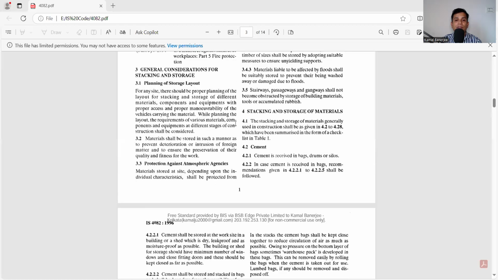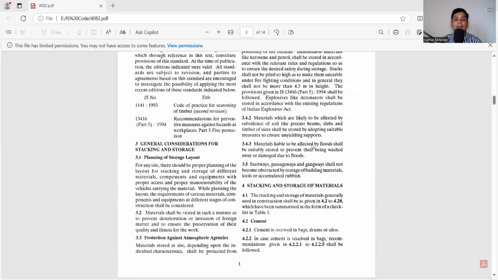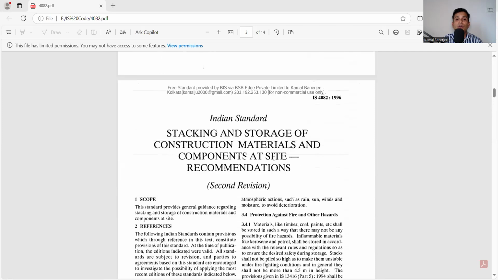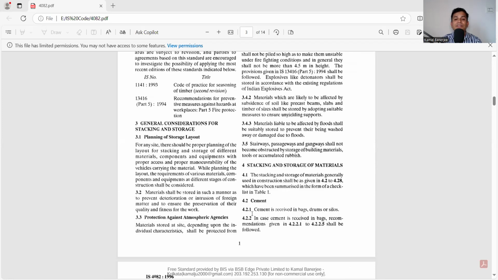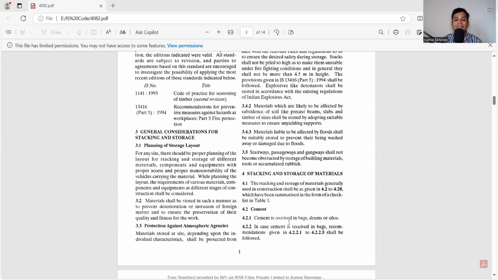See, what do I say here? This is clause number 4, stacking and storage of material, of the IS code 4082:1996, and it is 4.2. It says cement. The cement is received in bags, drums, or silos. So what is it saying? That cement can be received in bags, in drums, or in silos. But in most cases when it is RMC, it comes in silos, and for other works at the site, cement comes in bags.